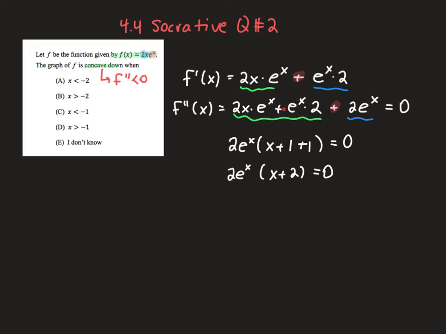Factoring a 2e to the x out of that second term takes everything out, so I'm left with the 1, and ditto for that third term. 1 plus 1 is this x plus 2. I also want to make sure I set this equal to 0. That's how I'm finding those critical points of f prime.